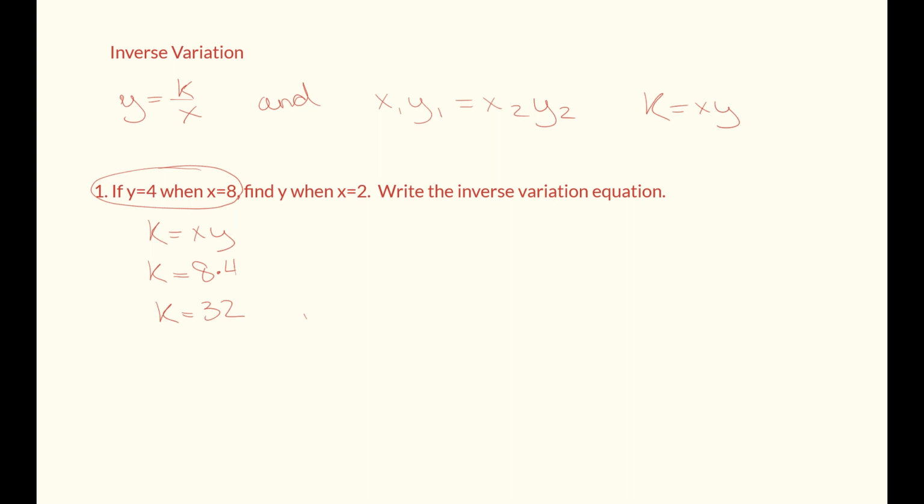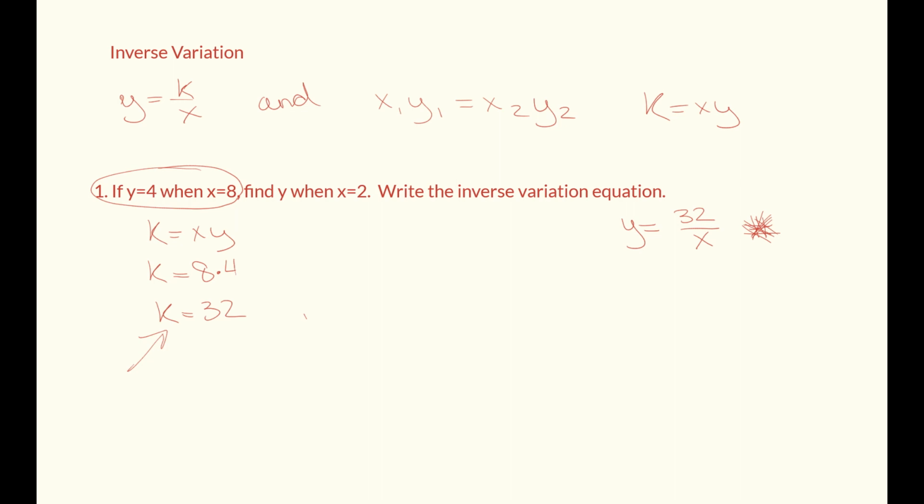So if I want to write the inverse variation equation, it would just be y equals k over x, which is y equals 32 over x. This is important when you're doing ALEKS. They will ask you all the time for the inverse variation equation. That would be it. Or the constant of variation, which is k, so 32.